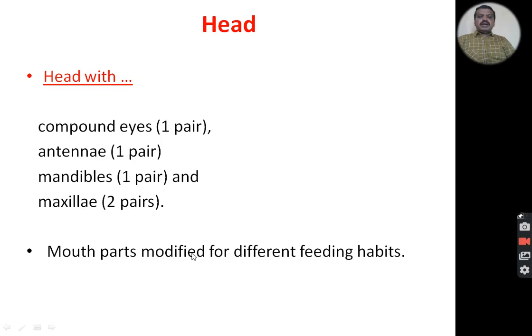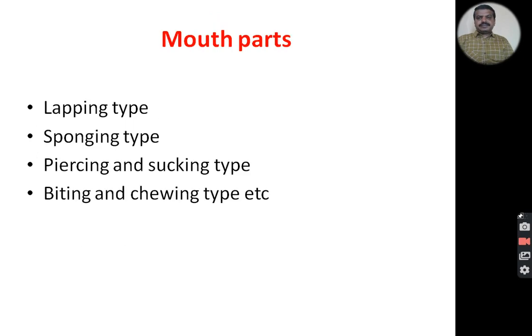Mouth parts are usually modified for different feeding habits. They are different in different species of insects. As I told you, since they are adapted to different feeding habits, accordingly the mouth parts are different. That is lapping type, sponging type, piercing and sucking type, biting and chewing type.